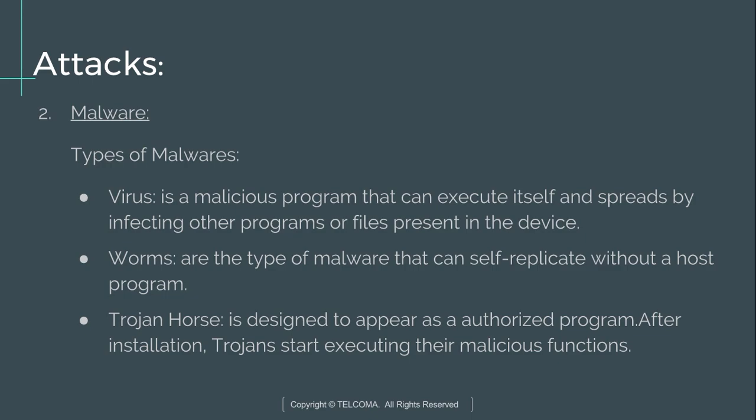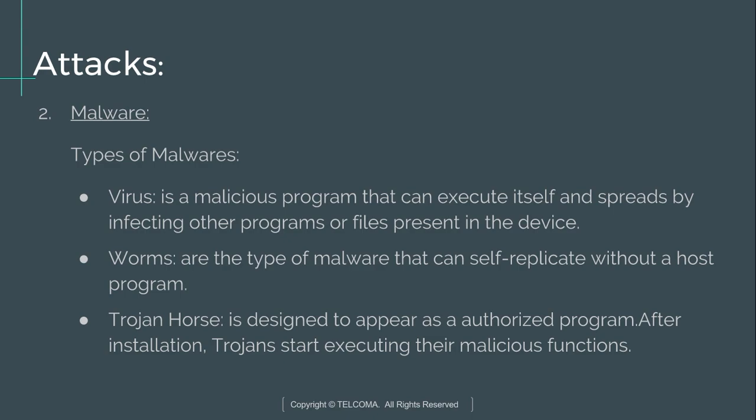The types of malware are like the virus. A virus is a malicious program that can execute itself and spread by infecting other programs or files present in the device. The virus performs two jobs, replication and activation. First of all, when it is installed in the device, it makes copies of itself, and then it spreads the infected programs all over the device.